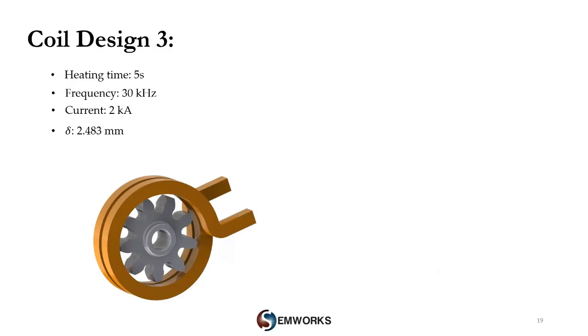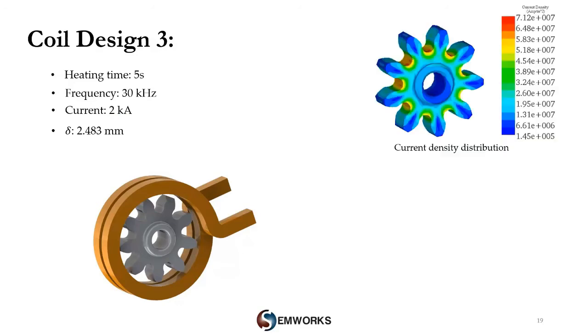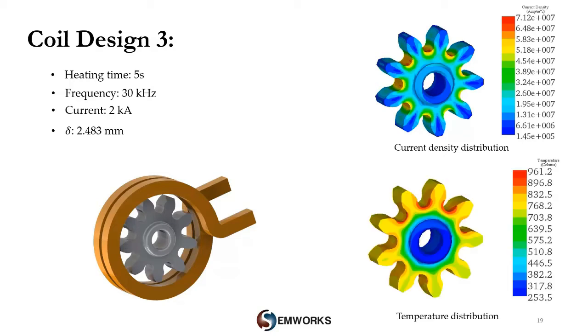Now we have a multi-turn coil for the same heating time and with the same frequency. With this design, we could use only half of the excitation current to achieve the same current and temperature as the previous designs. The current results look acceptable and symmetric, but for the temperature this is not the case. As you can see, there is a big difference in temperature values between the teeth and the uniform heat profile is lost with this design, even if we profit from lower excitation currents.